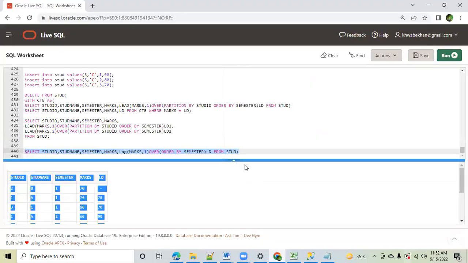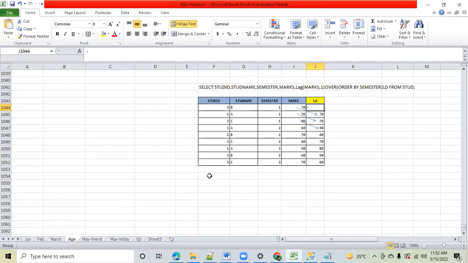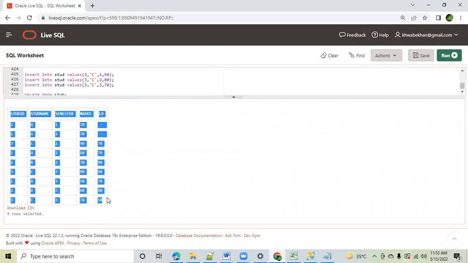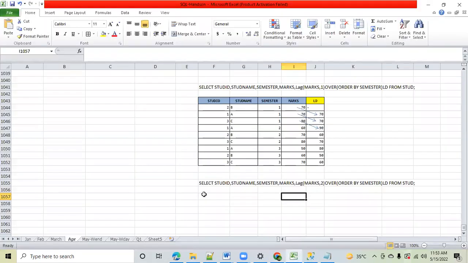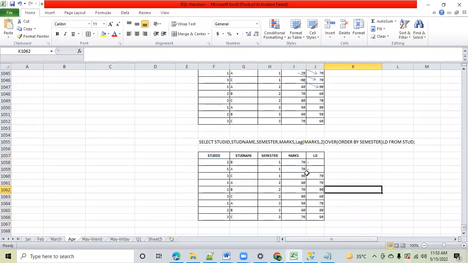Now, if you want to shift this by 2 positions, just change this 1 to 2, and you can observe the output now. I've changed this by 2 positions. Now you can see the output. I think you have understood, right? So now here is the output for this.